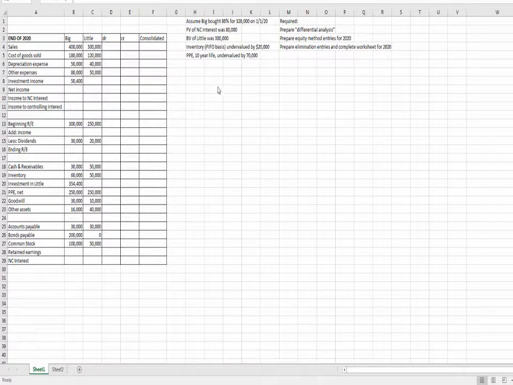First we have to go through and do our differential analysis. So we're going to compare the cost or fair value of the business unit to its book value and determine why that discrepancy exists. Again, we're going to need a column for our 80%, as well as a column for the 100%. The value, the cost or the fair value, our share was $320,000. The total was $400,000.